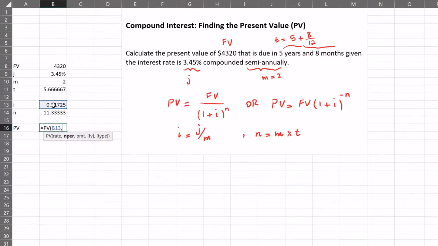Now you put a comma to move to the next input variable. So that's n, the total number of compounding periods in the term, which is calculated to be 11.333 repeating. Then you put a comma here. That's PMT. PMT is a periodic payment. This is a series of periodic payments, which is not the case for compound interest. We're going to be using PMT for annuities, which will be covered in different videos. So PMT here is 0 because there is no periodic payment. This is just a single deposit, present value and future value. So you plug in 0.